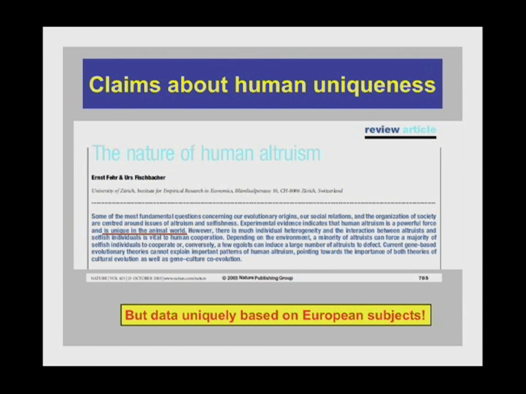Some examples: a Science paper by Ernst Fehr and one of his collaborators about the puzzle of human altruism, where he is claiming very strongly that, different from all other animal species, human altruism is very unique. And I wanted to stress that his claim was actually based only on data he has been using with European subjects, to be more precise, students from the University of Zurich.